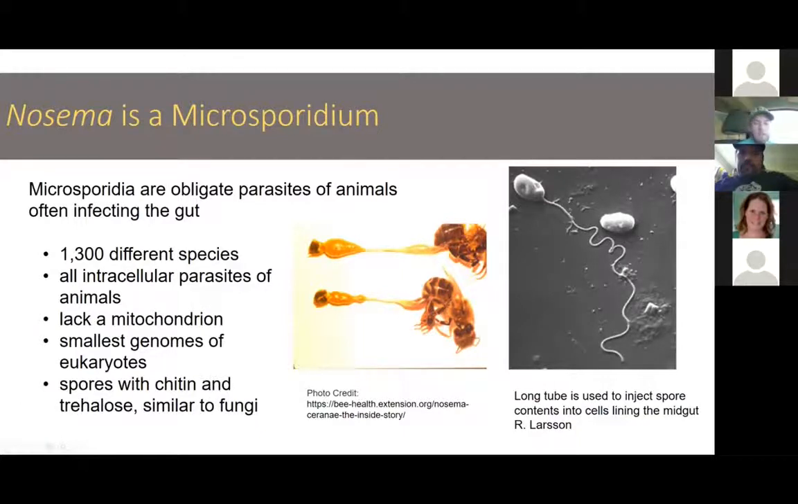And the picture on the right is a microscope look at Nosema, and that long yarn-like thing you see there is actually the polar tube, the polar filament that they use to infect the midgut cell. We'll talk more about that in the next slide.